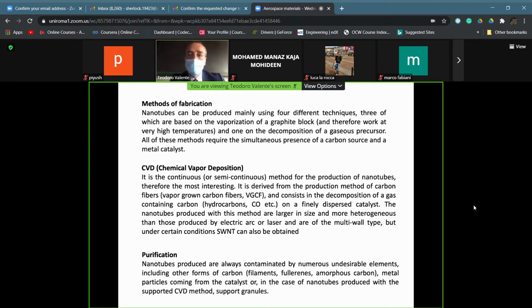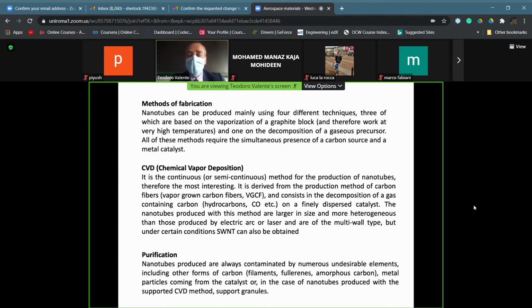How are they fabricated? They can be produced mainly using four different processing techniques. Three of them are based on the vaporization of a graphite block, and thus they work at very high temperature. And another one is based on the decomposition of a gaseous precursor. And in all these techniques, in any case, we need at the same time the presence of a carbon source, since they are made of carbon atoms, and a metal catalyst, which can catalyze the reaction in order to form the hexagonal structures of the carbon atoms.